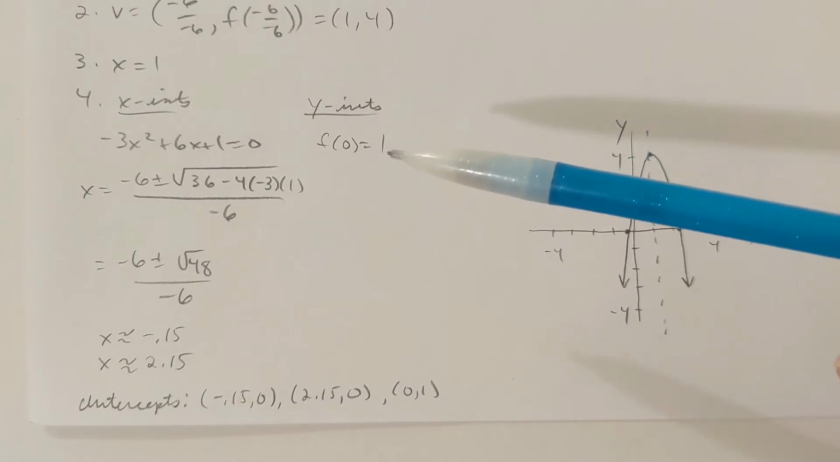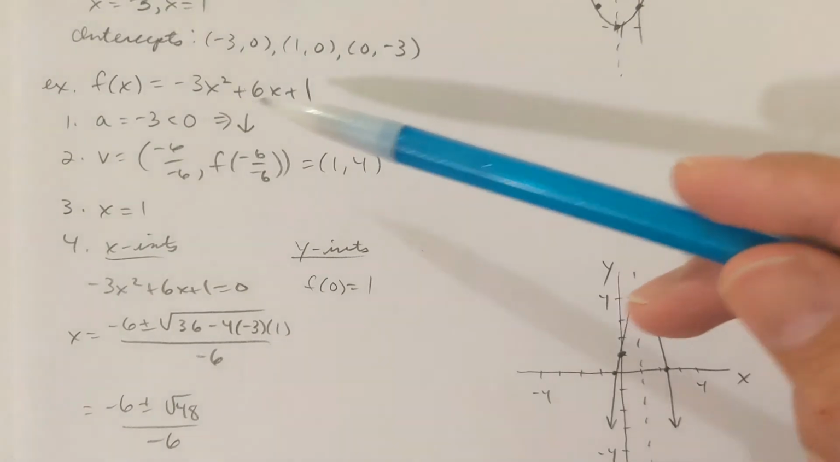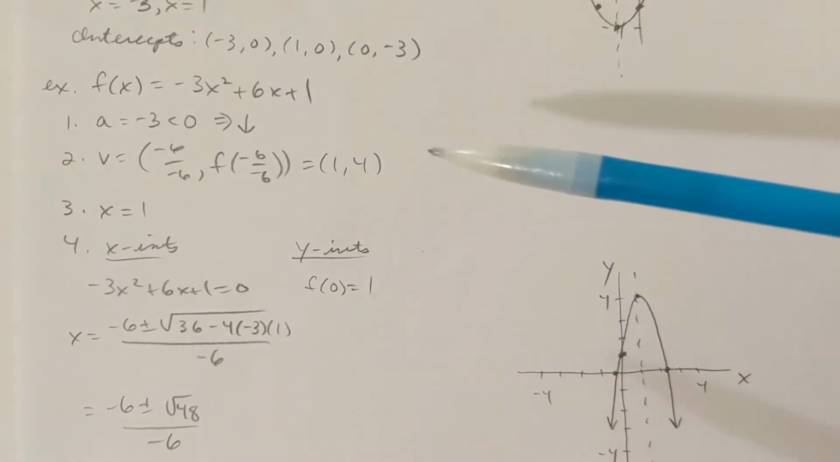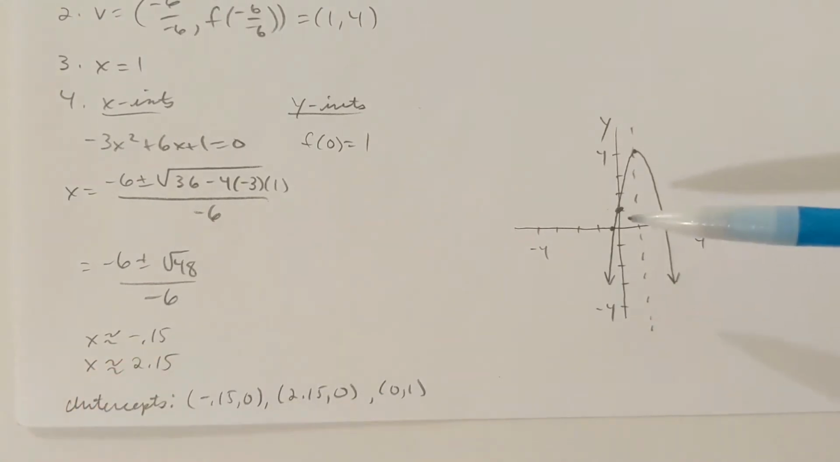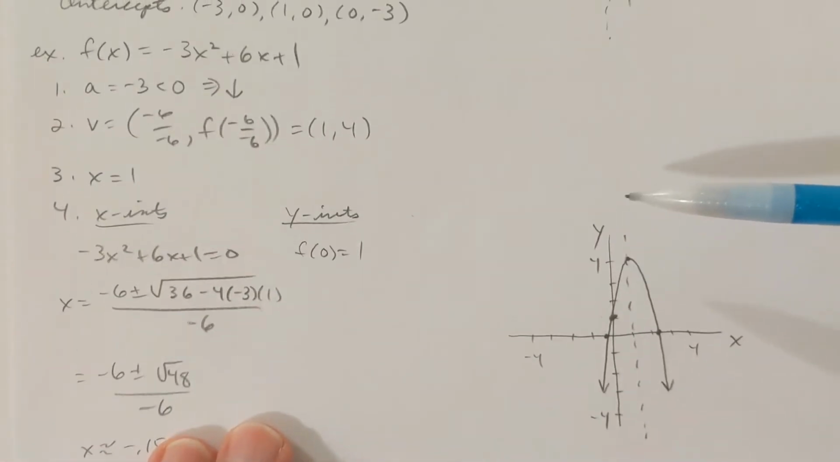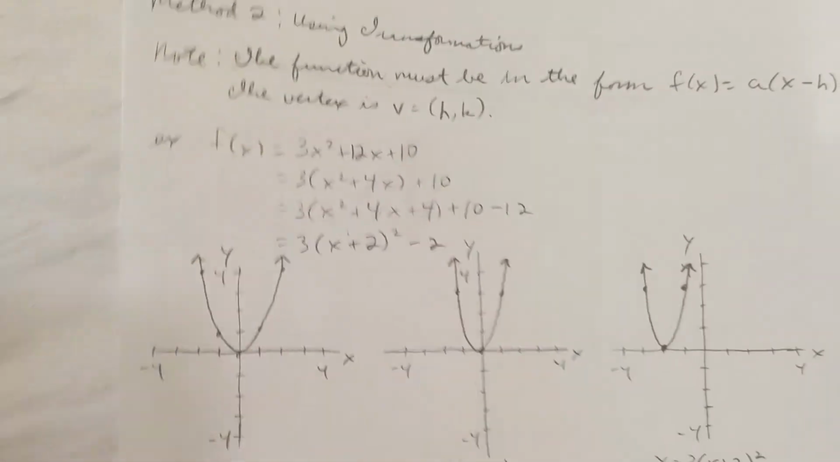The y-intercepts, let x be 0 and solve for y. Well, when x is 0, we get f of 0 is 1, and so 0, 1 is on the graph. Okay, there's 0, 1, there's negative 0.15, 0, and there's 2.15, 0. And here's 1, 4. Okay, I've got the axis of symmetry drawn, and I got a parabola that opens down.